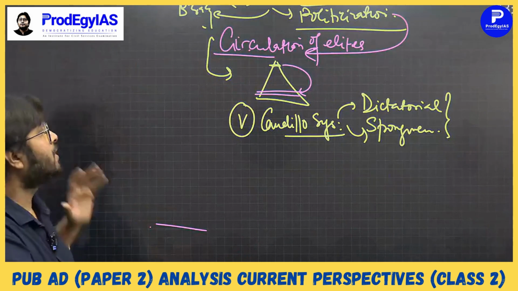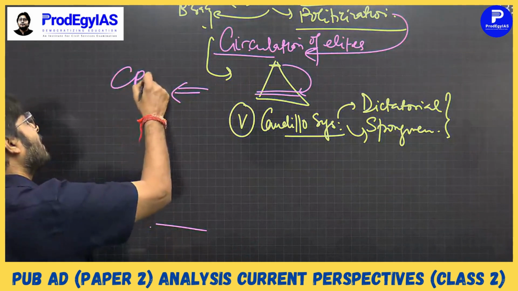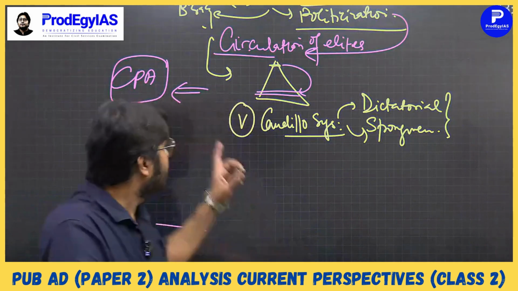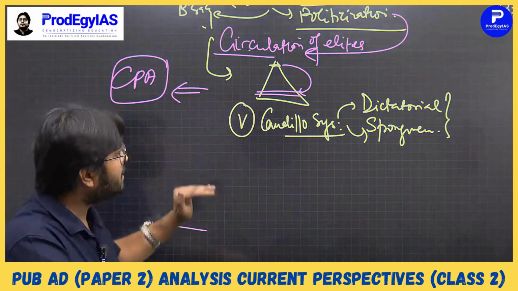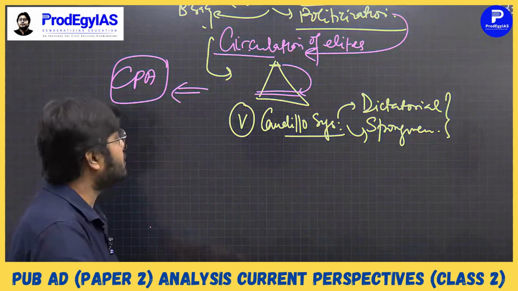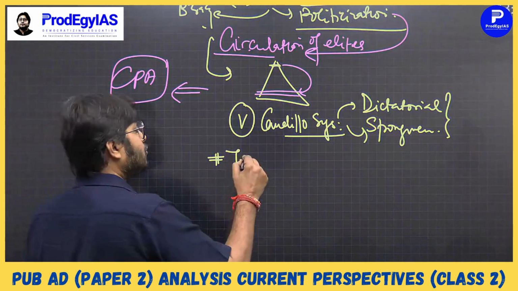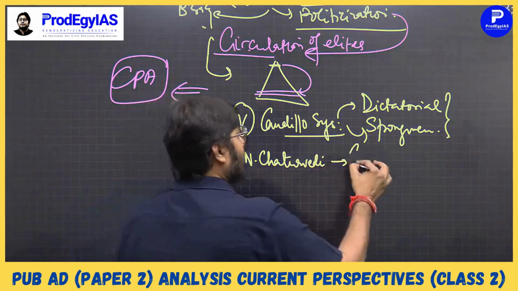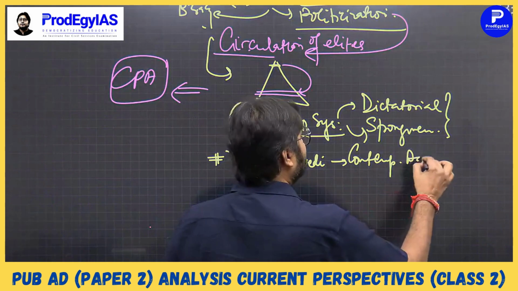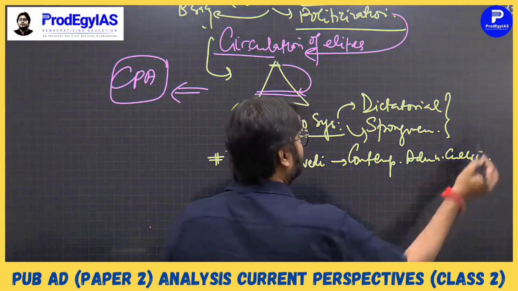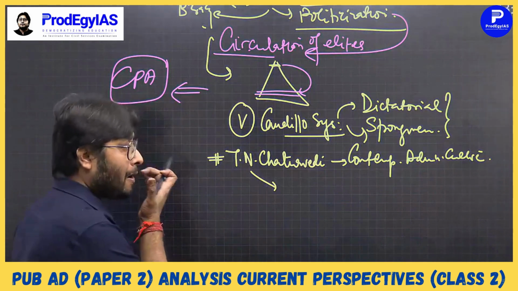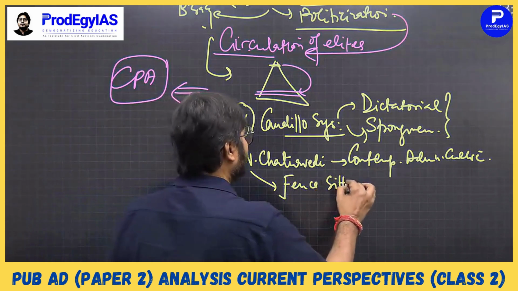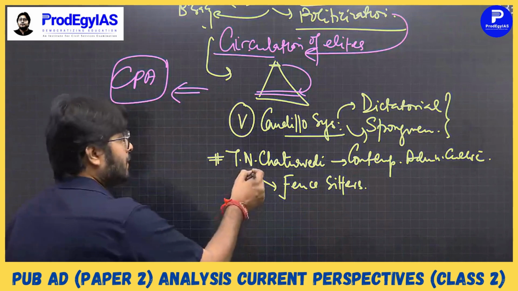A similar question can be asked in your CPA as well, right? When we study the impact of ecology on administrative systems, it is almost similar content. But as far as you're now writing the paper to answer, you have to bring some perspective, like T.N. Chaturvedi's analysis, the book he has written, Contemporary Administrative Culture. He also classifies that there are different types of administrative behavior, like fence-sitters.